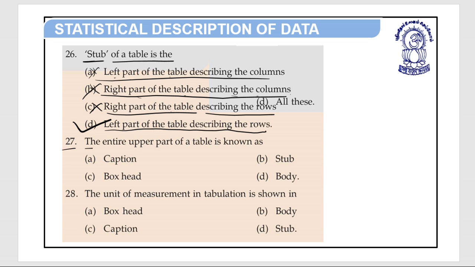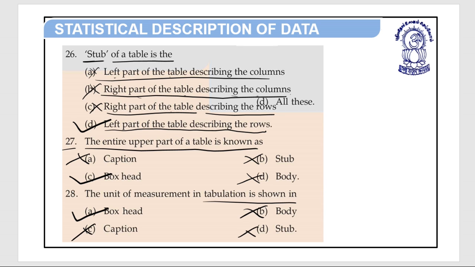Question number 27. The entire upper part of a table is known as box head. Not the caption, not the stub, not the body, but box head. The unit of measurement in tabulation is shown in box head, not in body, not stub, not caption.